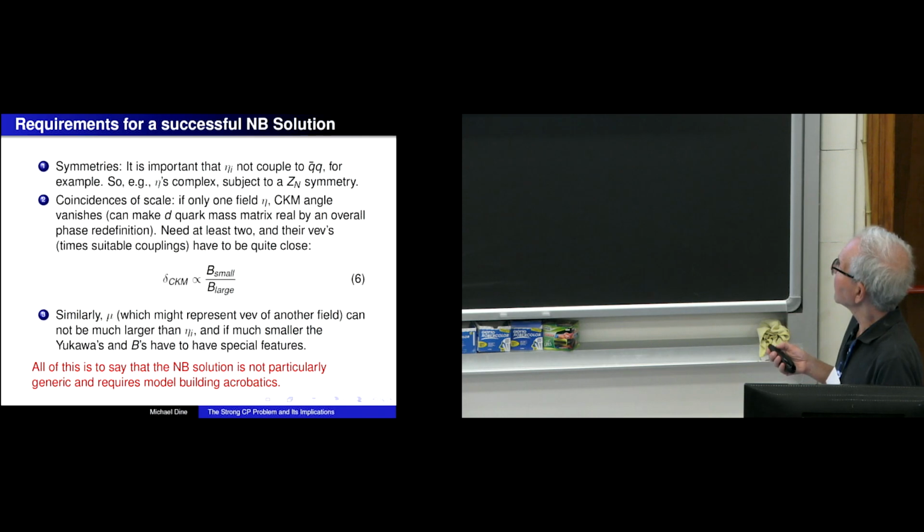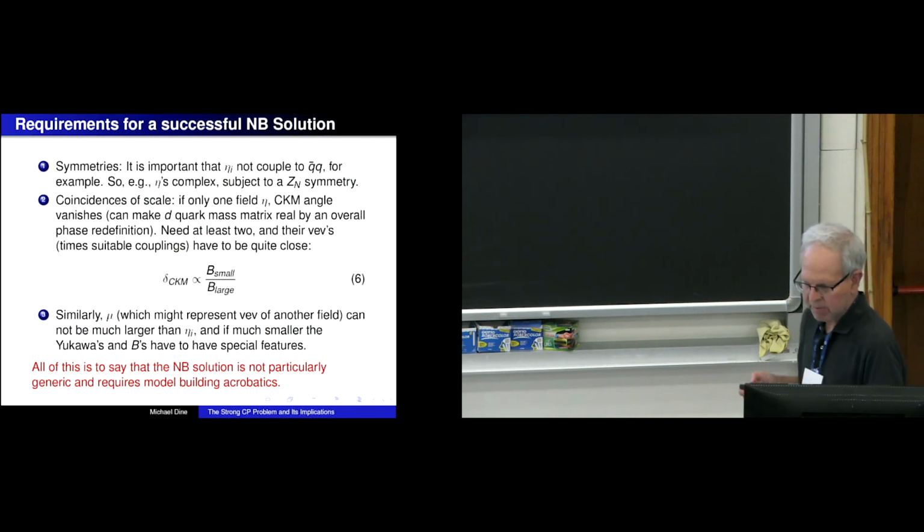Similarly, mu, which might represent the VEV of another field, this parameter that appeared before, cannot be much larger than eta, and if it's much smaller, the Yukawas and B's have to have special features. So all of this is to say that the Nelson-Barr solution is not particularly generic and requires some model building acrobatics. Okay. And one could say more about all this, but just to give some flavor.